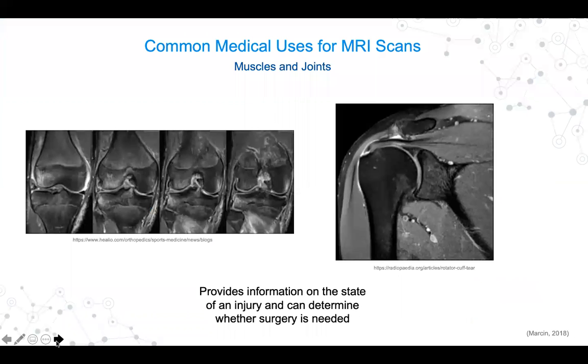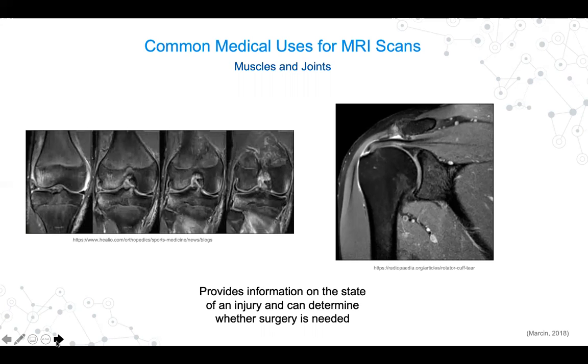Because MRI machines use the water molecules within living tissue, they are best suited for imaging soft tissues within the body, including muscles and joints, organs in the abdomen, and the brain and spinal cord. For muscles and joints, MRI scans are commonly used to provide information on the state of an injury and determine whether surgery is necessary, and if so, what route would be best for this patient's certain condition.